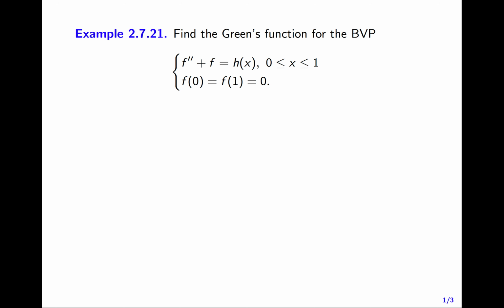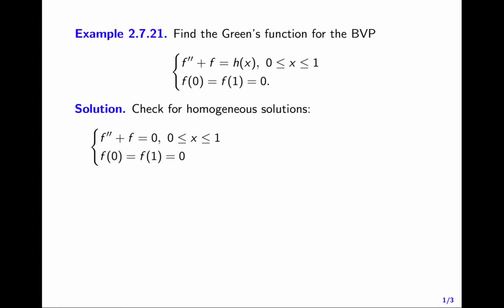Specifically, we'll look at the boundary value problem f double prime plus f equals h of x on the interval 0 to 1 with boundary conditions f of 0 equals f of 1 equals 0. The first thing we should do is check for homogeneous solutions and make sure that the only solution to the homogeneous problem is the trivial solution f equals 0. So we want to look at f double prime plus f equals 0 on the interval 0 to 1 with f of 0 equals f of 1 equals 0.